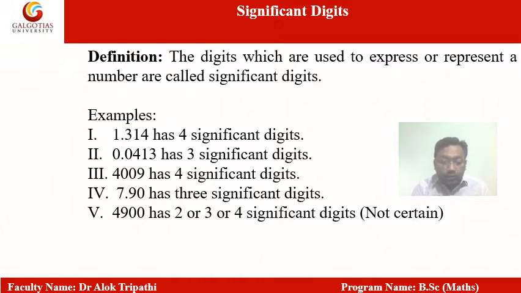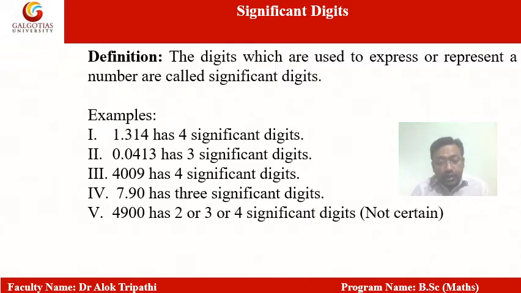Now see the fourth example. The number is 7.90 and it has 3 significant digits. Why? Because if we write this number as 7.90, it means we are using this 0 to express the number, not to fix any decimal place.